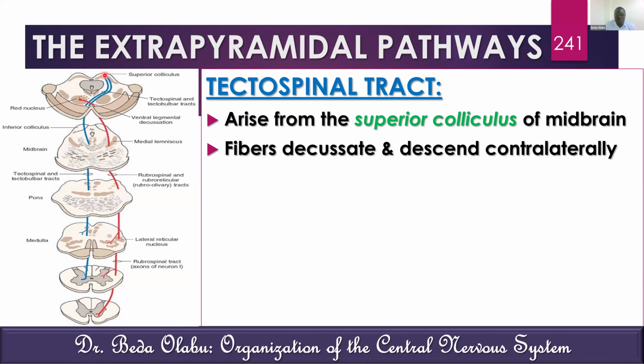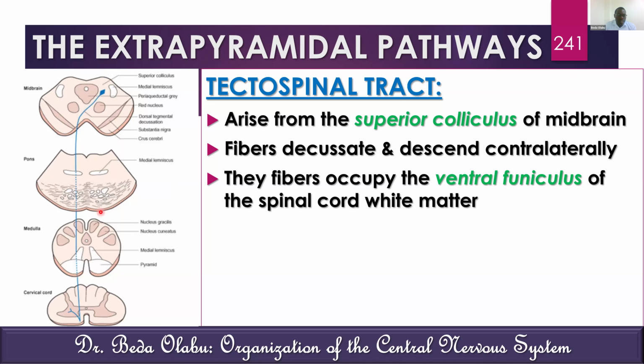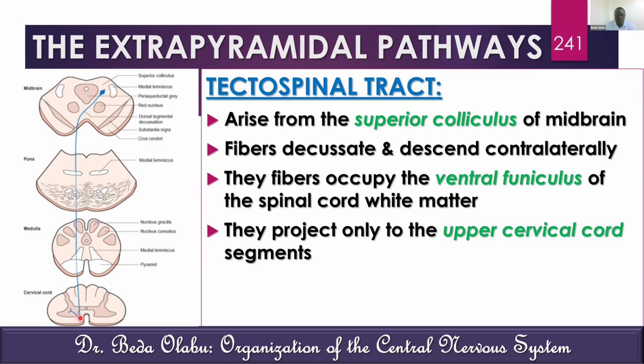The tectospinal tract usually decussates and descends contralaterally as well, as you can see in that image. After the decussation, they'll descend to the spinal cord and occupy the ventral white matter of the spinal cord. So they occupy the ventral funiculus of the spinal cord. This tectospinal tract is being shown in this particular image as well. So you can see from the superior colliculus, they cross over, they descend and occupy the ventral white matter of the spinal cord there. Usually, tectospinal tract projects again only to the cervical cord, and especially the upper cervical segments.